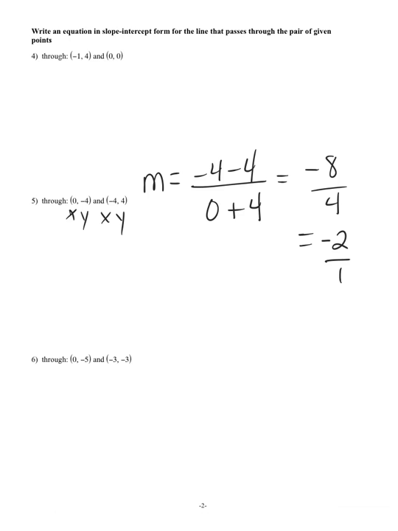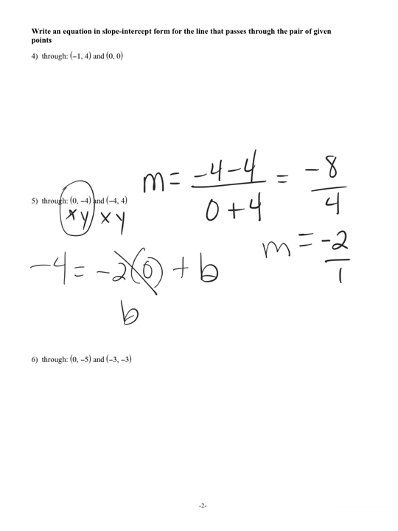And then you want to put that into the point 0, -4. So it'll be -4 equals -2 times 0 plus b, which the -2 will turn to a 0. Yes, and so -4 equals b. Yep. And then it would be y equals -2x minus 4.